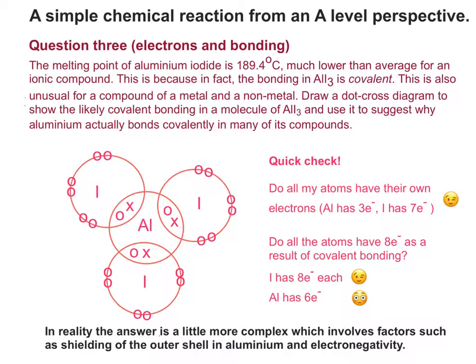As is quite often the case in chemistry at A level and beyond, the actual answer is a little bit more complex, which involves factors such as shielding of the outer shell electrons or electronegativity. These are ideas that are covered in the A-level course, and if you're watching this as maybe a second-year student or a first-year student towards the end of their first year, you'll probably be able to go into these a little bit more. If you're watching it as a student at the beginning of your course, don't worry just yet because these will be covered during the first year of your course. But it does give you some things to go and think about.